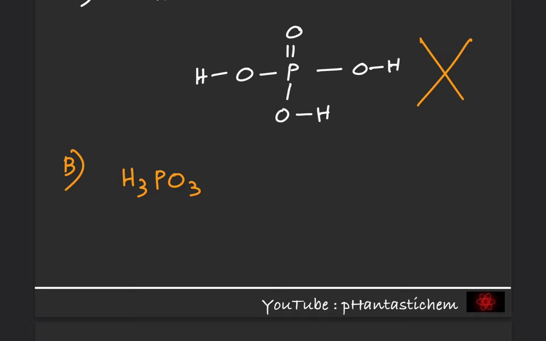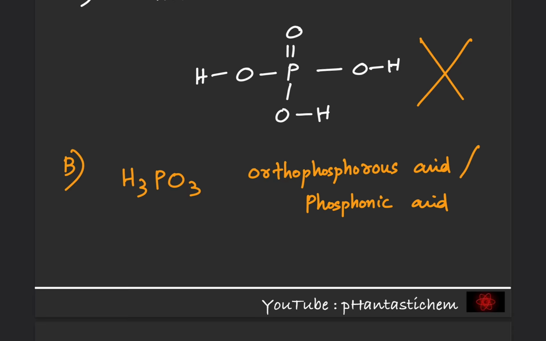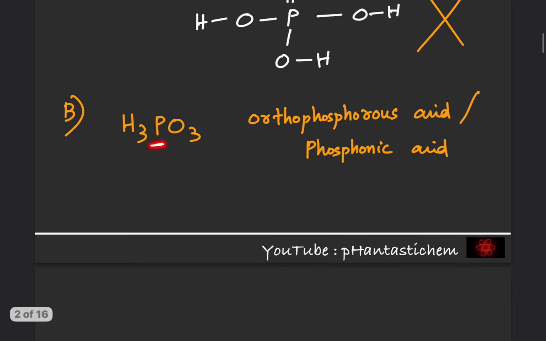So this guy's name is orthophosphorus acid. It is also known as phosphonic acid. As you can see, again it contains 1 phosphorus, so therefore this phosphorus is the central atom.